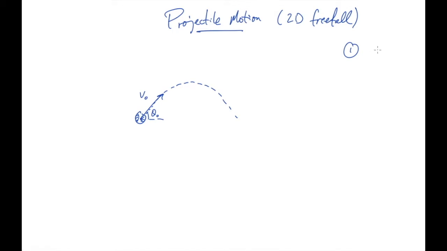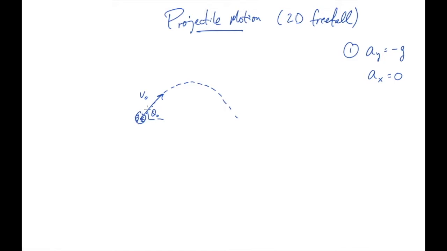For an object in freefall, only gravity acts on it. There's no drag or air resistance or anything else, so the acceleration is only the acceleration due to gravity, which is the same as what we talked about last time in one-dimensional freefall. Ay, the acceleration in the vertical direction, is minus g, minus 9.8 meters per second squared. And importantly, there's no horizontal component of acceleration.